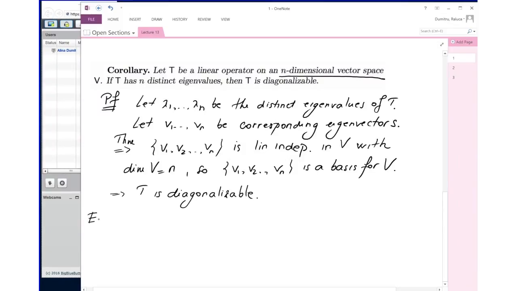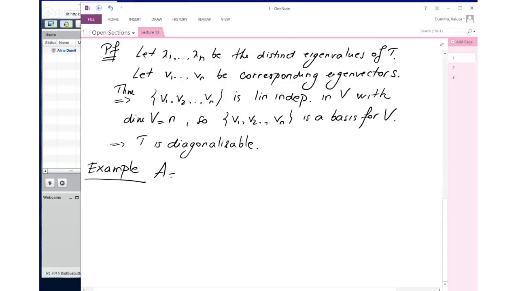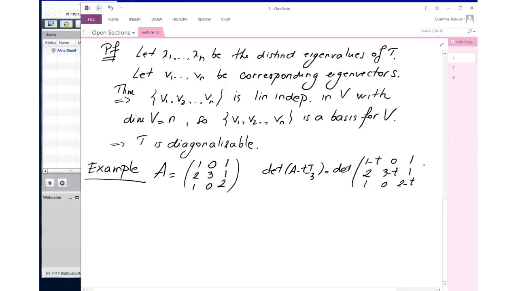Okay, so for example, let's look at the following matrix. We want to know if it is diagonalizable or not. So we look at its eigenvalues. So we compute the determinant of A minus T identity. So 1 minus T, 0, 1, 2, 3 minus T, 1, 1, 0, 2 minus T. And I have it here. It ends up being this: (1 minus T)(2 minus T)(3 minus T). So it has 3 distinct eigenvalues.